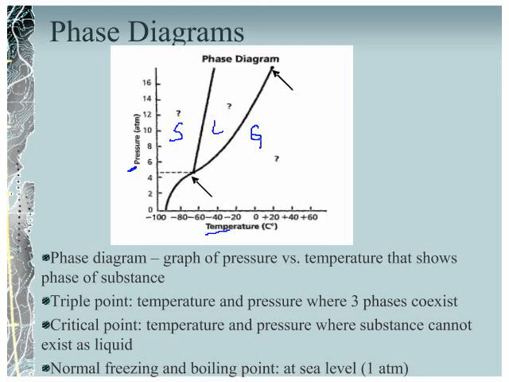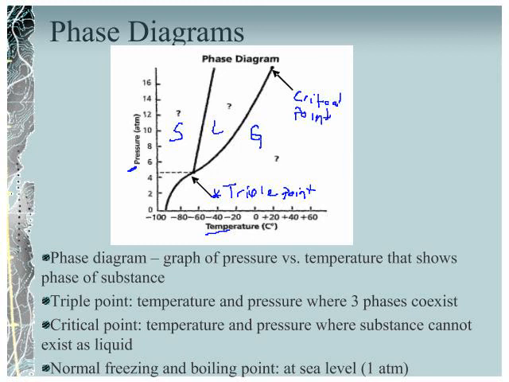Now we're going to label a couple of points. The triple point is where, at a particular temperature and pressure, you have all three phases at one time. Right there where the arrow is indicating, in the middle, you have a solid, a liquid, and a gas at that particular temperature and pressure. And then way up there at this top arrow, the critical point. Forgive my spelling. It's the temperature and pressure beyond which a substance cannot exist as a liquid.